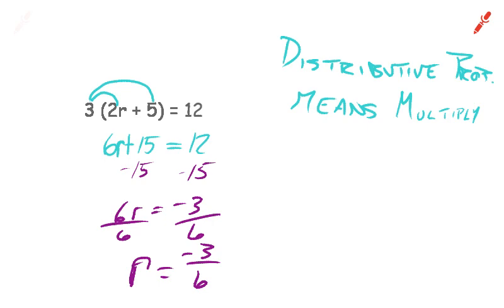So what I'm going to do is look at the top and bottom. Is there a number that I can divide both of those by? Yes, I can. I can divide them both by 3. 3 divided by 3 is 1. 6 divided by 3 is 2. My final answer is r equals negative 1/2.